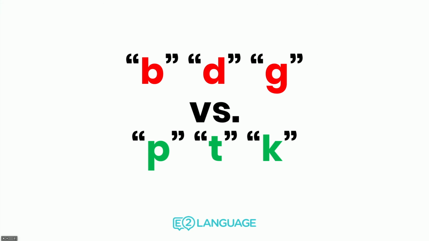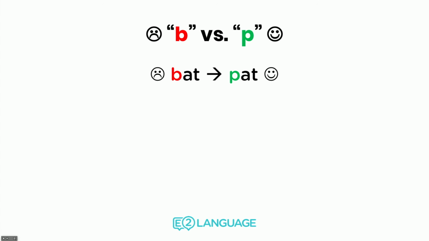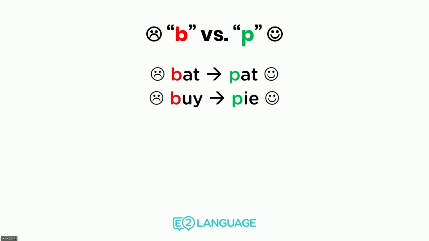All right, let's look at the difference between b and p, d and t, and g and k. This is unaspirated versus aspirated sounds. We'll start with b and p. Don't say bat if you're trying to say pat. Bat, pat. What I want you to do when you're saying the words in green is put your hand here: pat, bat, pat. If you're doing it correctly, you should feel the air hit your hand, pat. Don't say buy if you're trying to say pie. Buy, pie.